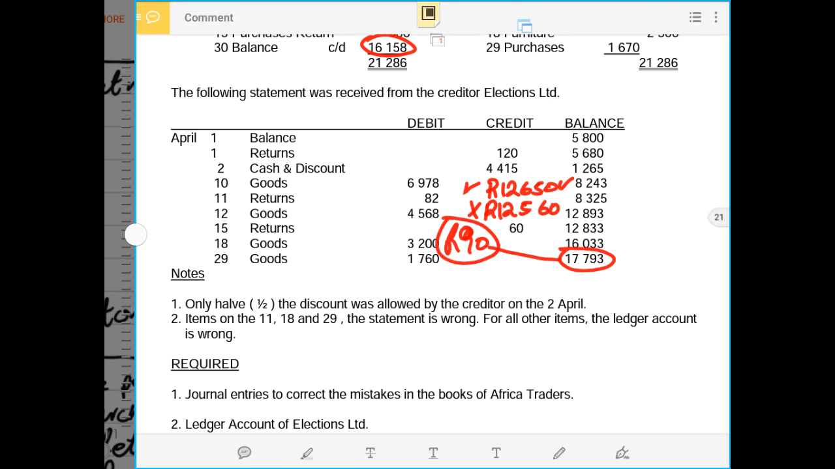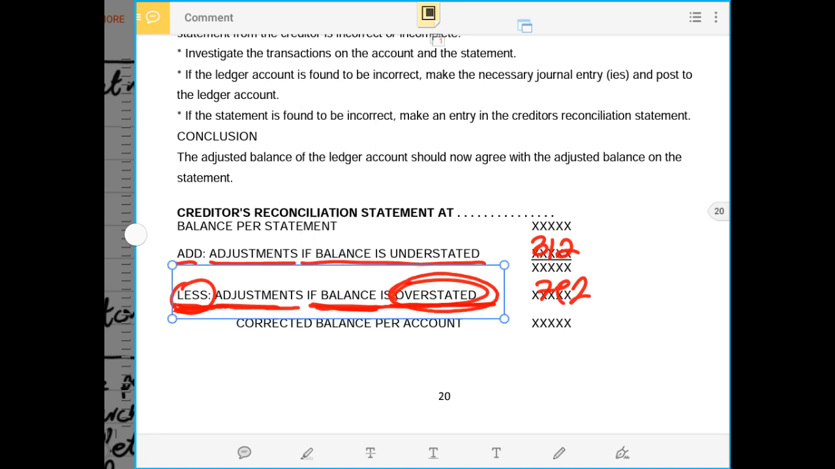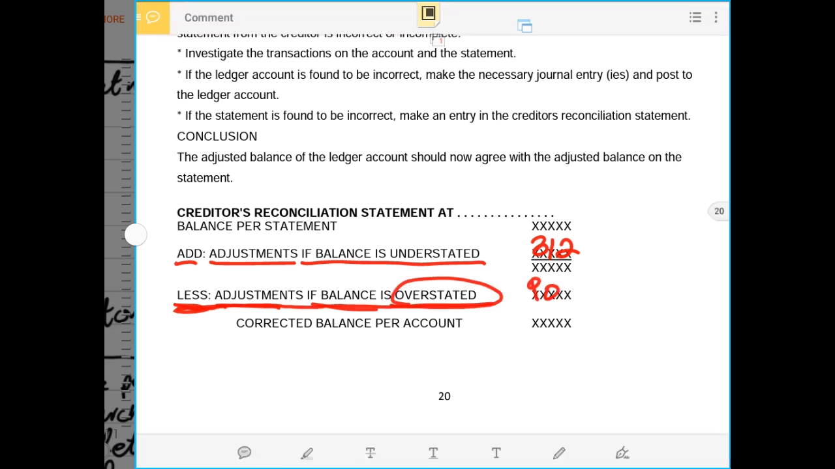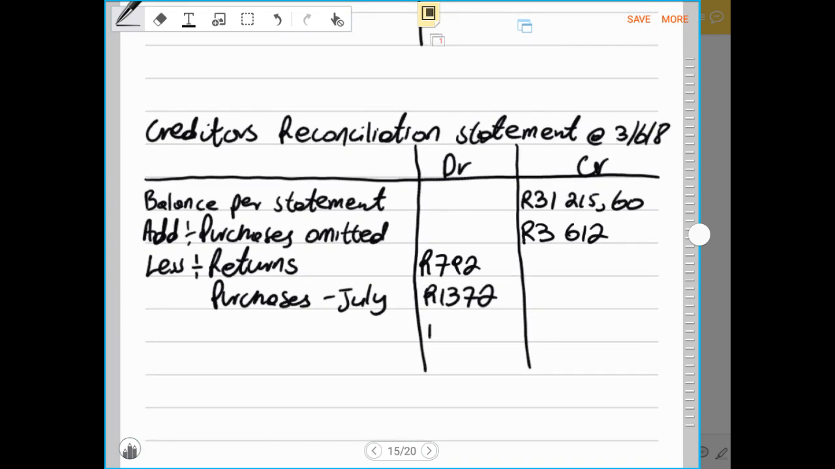So if the balance is overstated, what do we do? Let's go and check in the template. Now, if the balance is overstated, what do we do? Less adjustment if the balance is overstated, meaning the 90 rand must be on the debit side, reducing our liabilities. Less, and we less that on the debit side, meaning the 90 rand must be on the debit side, which is payment error.